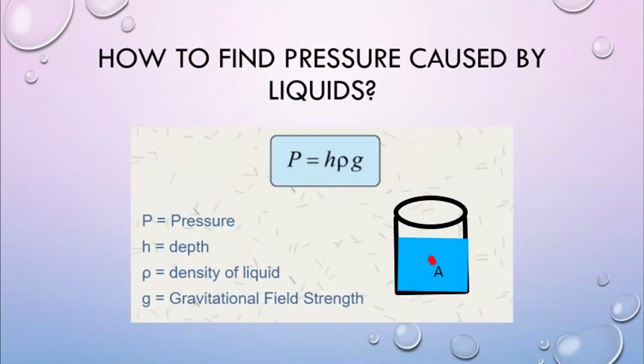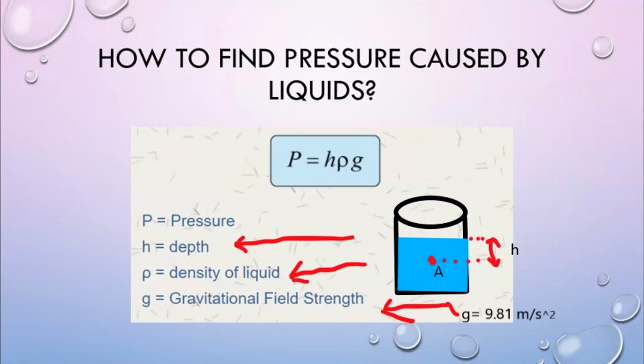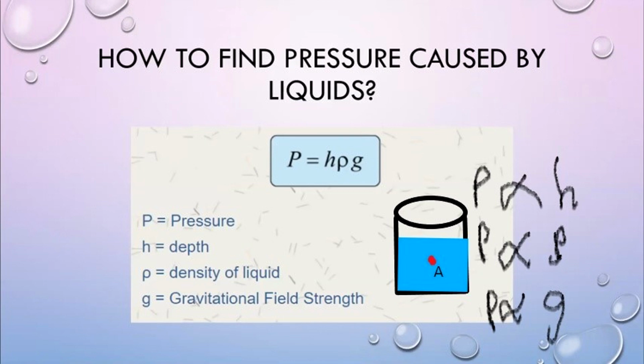So how do we find the pressure caused by the liquids? P equals H rho G, where P is pressure in liquids, H is depth, rho is density of the liquid, and G is the gravitational field strength. From this equation, we can see that P is directly proportional to H, rho, and G. Whichever of them increases, P will increase as well.